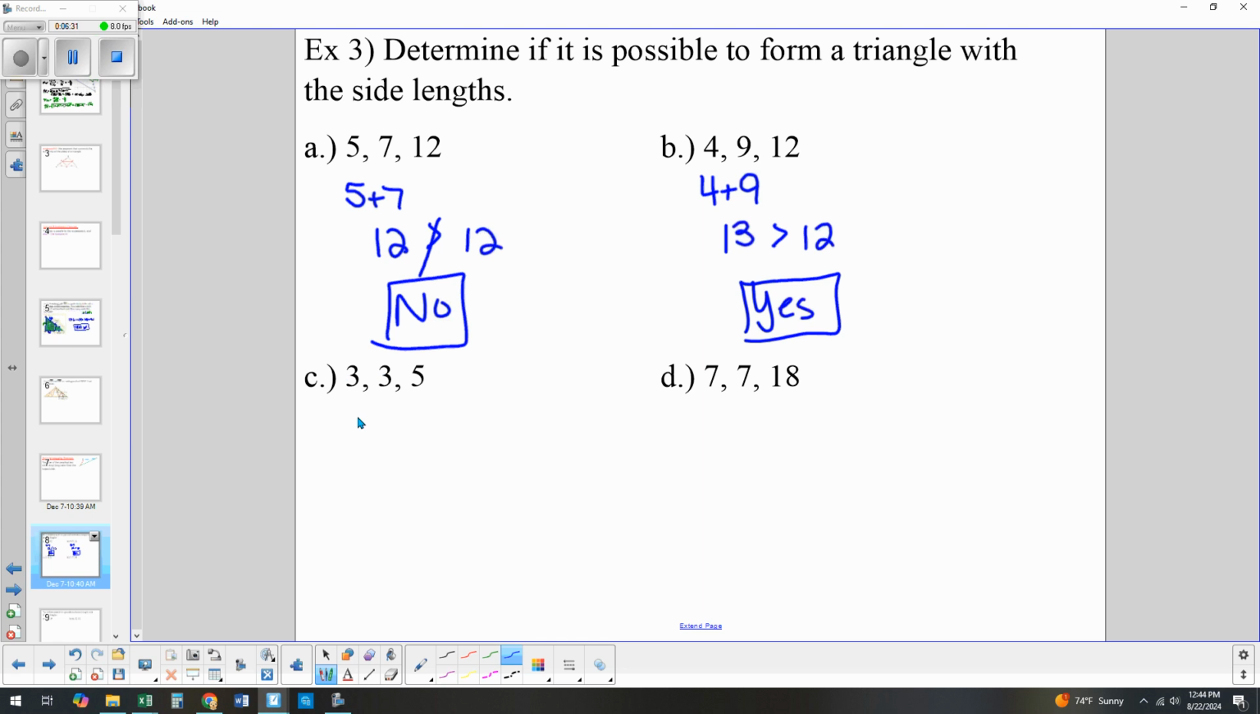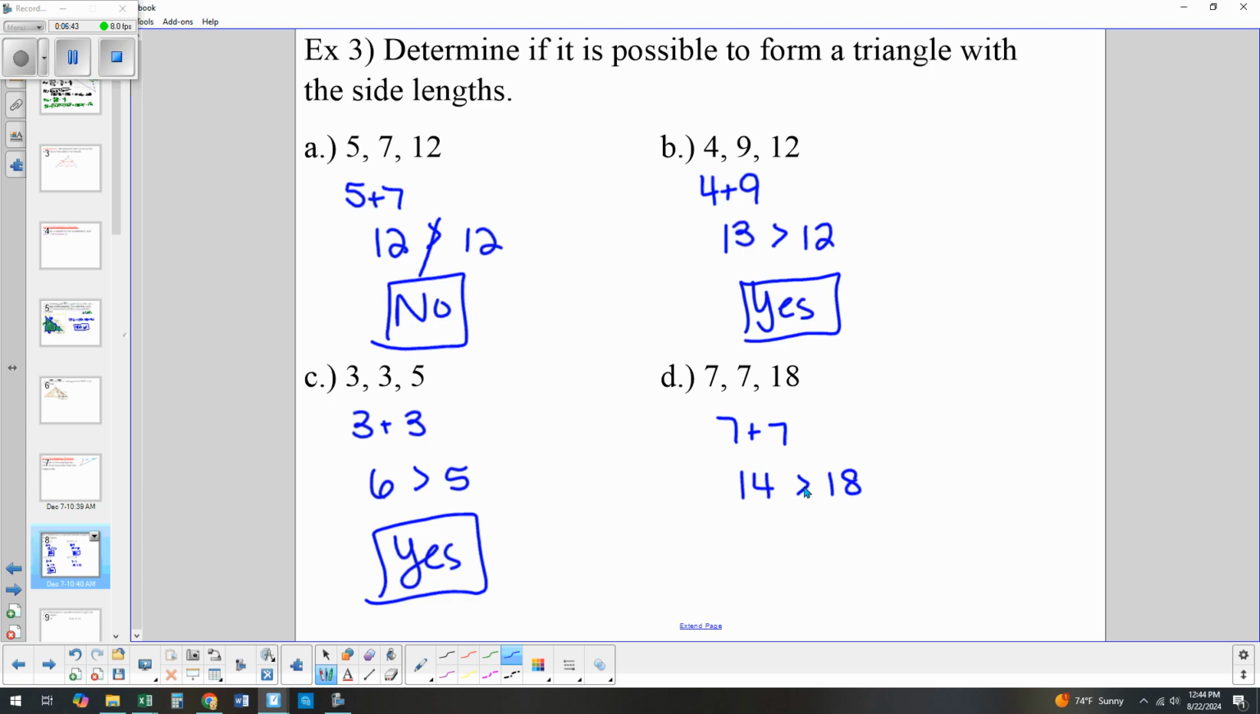My two smaller numbers here are 3 and 3. So 3 plus 3 is really 6. Comparing that to 5, yes, that is true. So that will make a triangle. And my two smallest here are 7 and 7. So I get 14. Comparing that to the 18, not greater than. So no, it would not form a triangle.